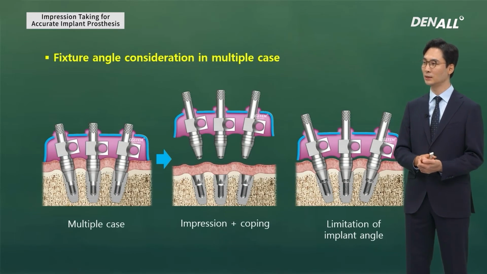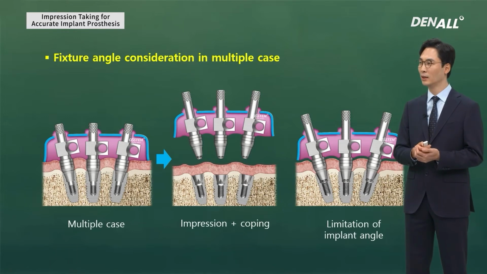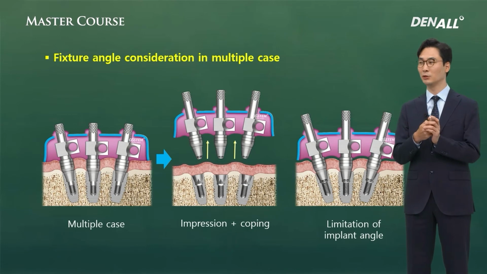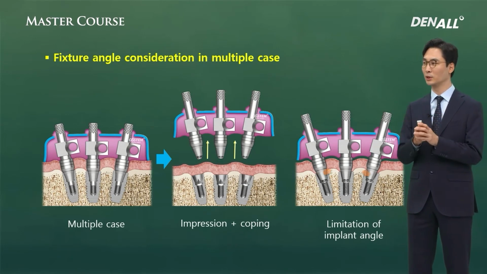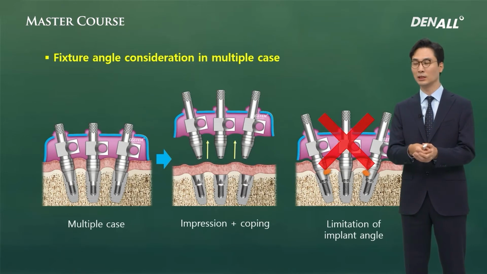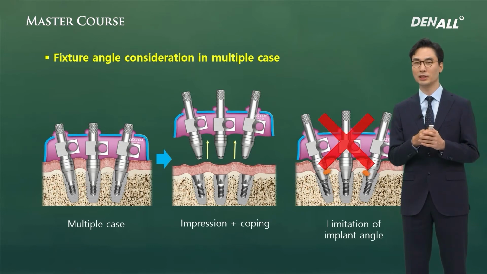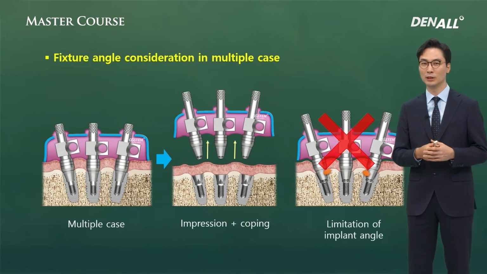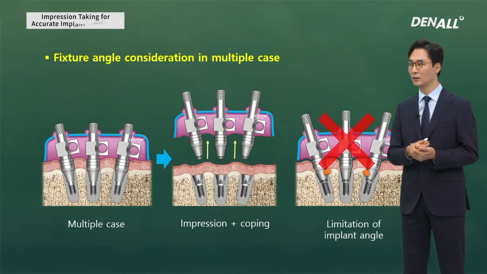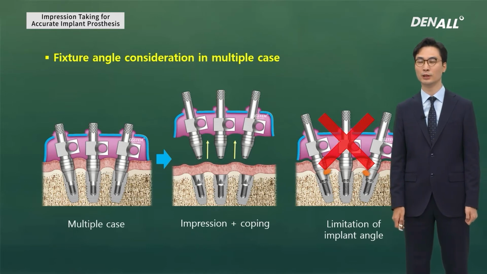In multiple cases, if implants are placed parallel, it may be okay because the pickup and implant body come out at the same time. But if there's angular deviation, in the case of internal type, the connection is deep within the implant body. If you have used hex type coping, then it cannot be easily removed. If the implant angle is severely deviated, you need to pay more attention in using pickup type coping.